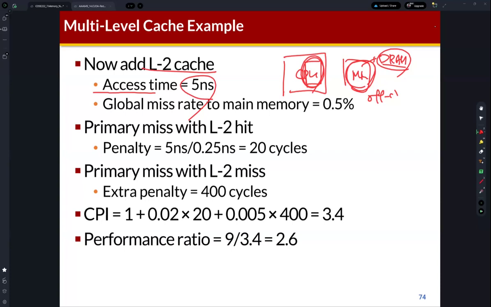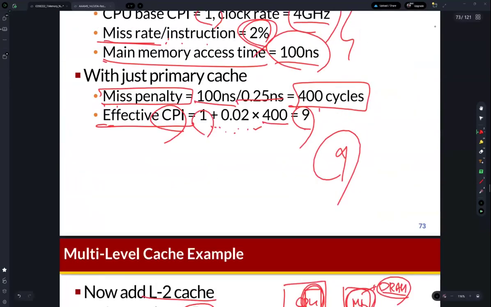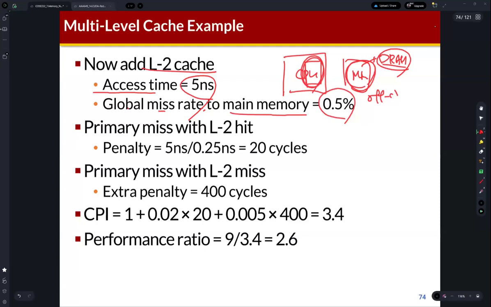And this is the global miss rate to main memory. It's 0.5%. So you can find that the miss rate can also be reduced, right? It's L1, L2, and usually the size of L2 is larger than the size of the L1 cache. So which means we can also reduce the miss rate for the L2 cache, right?